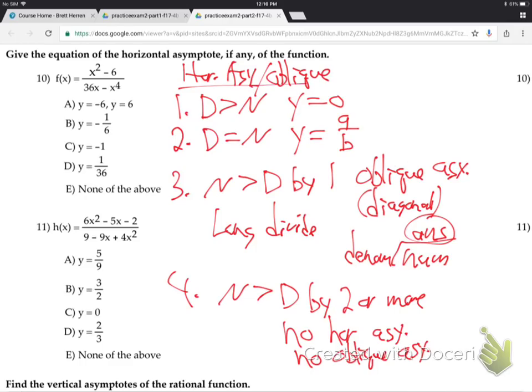Does it mean that the only time that we will have oblique is number 3? Yeah, only time you're going to have oblique is number 3. You can't have both horizontal and oblique. The asymptote either goes off flat or goes off diagonal. Or neither. Remember that? So that's what you need on your 3x5 card for the horizontal asymptote questions.